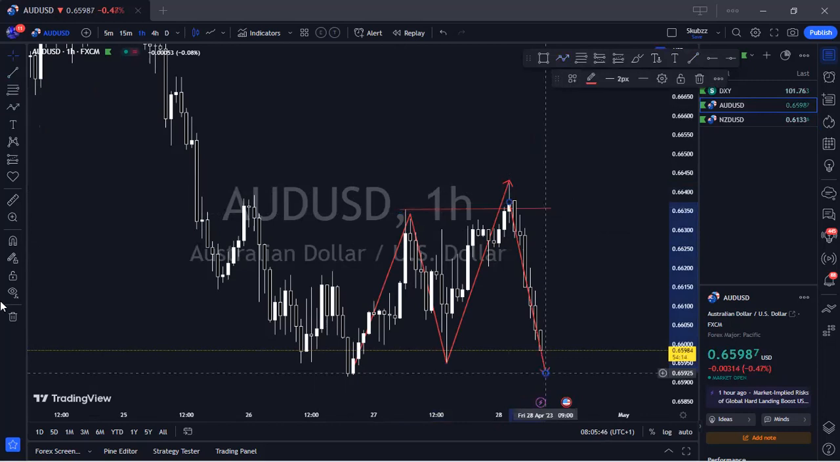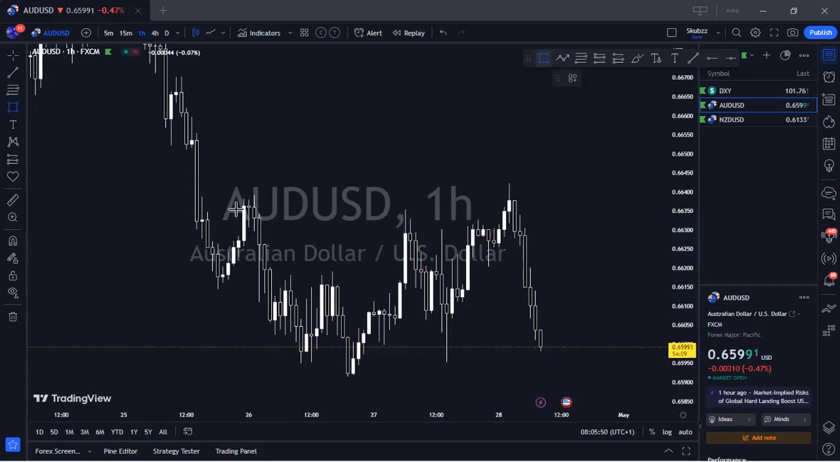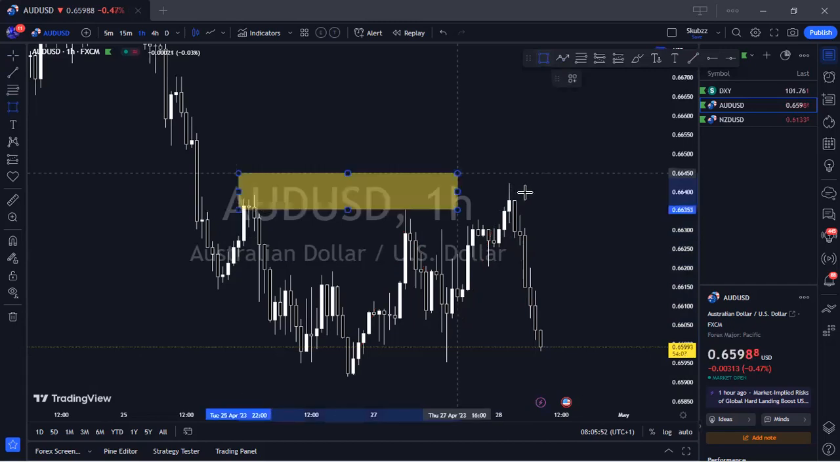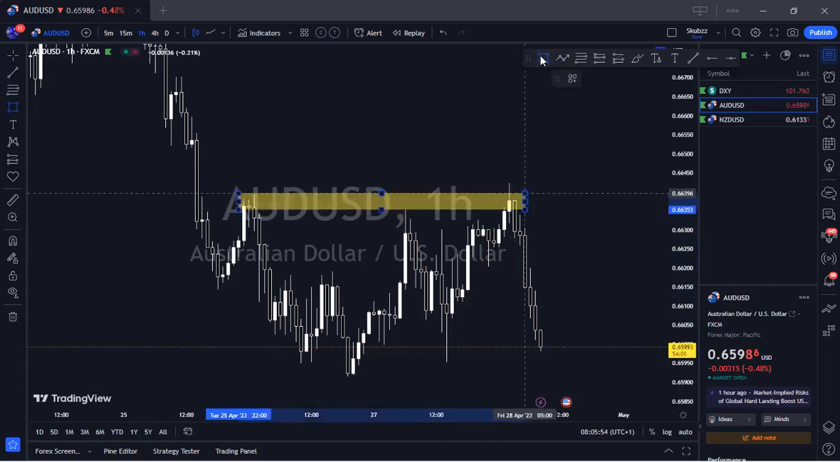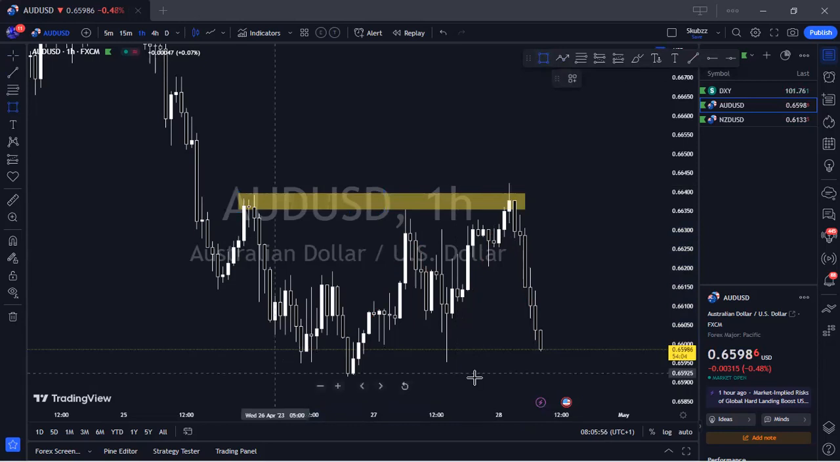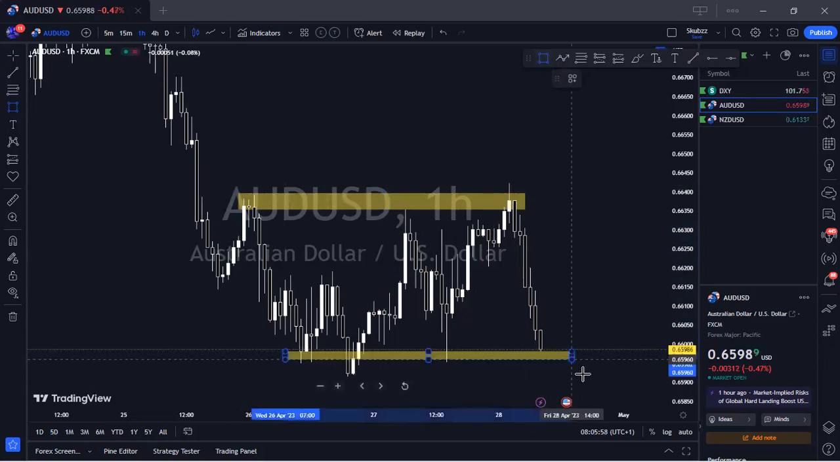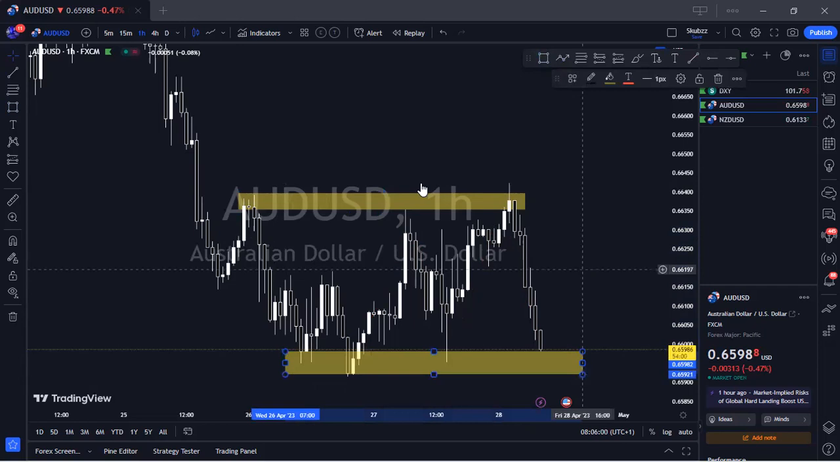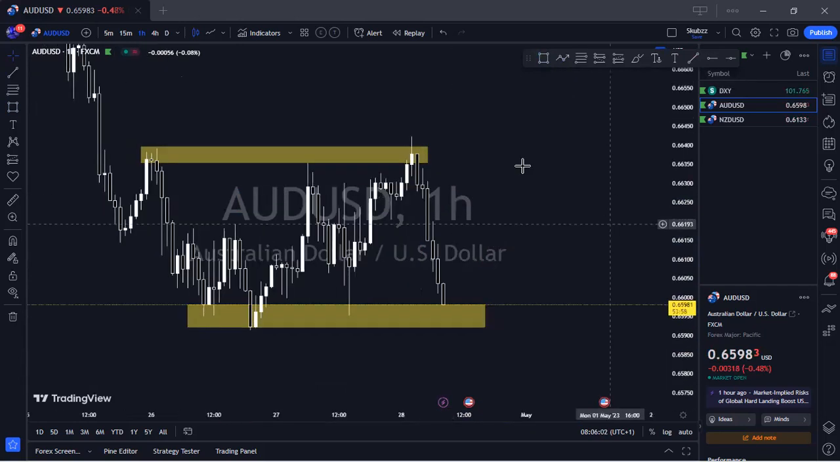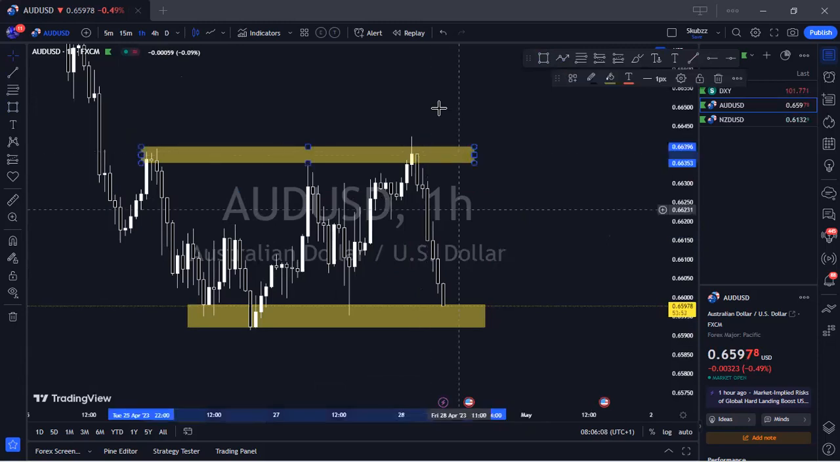Now, if you ignore all this stuff and look overall, it looks as if we're in a range, because price has just been in between this high and this low here. So for now, it's more or less a low probability market condition. Let's just pay attention and see how everything will play out, if we can get a break to the downside or a break to the upside.